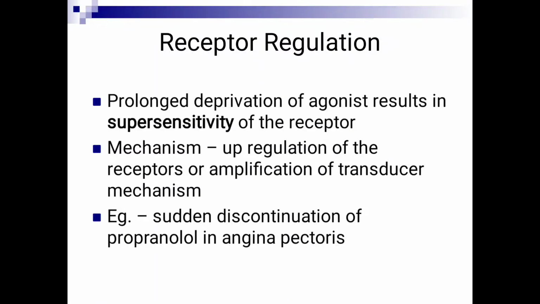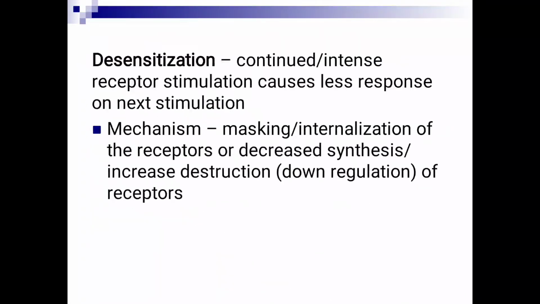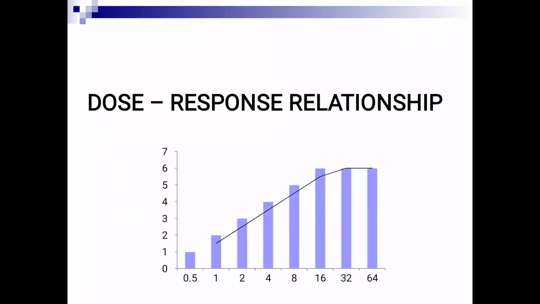Receptor regulation, so receptor can cause upregulation या सुपरसेंसिटिव रिएक्शन. इफ वी आर प्रोलॉन्ग डेप्रिवेशन ऑफ द रिसेप्टर, लॉन्ग टाइम तक अगोनिस्ट नहीं देंगे तो रिसेप्टर का नंबर इंक्रीज होगा, इट इज कॉल्ड अपरेगुलेशन या सुपरसेंसिटिविटी ऑफ द रिसेप्टर. अगर हम कंटिन्यूअस अगोनिस्ट या एंटागोनिस्ट देंगे रिसेप्टर को, so there is a decreased number of receptors and increased destruction of the receptor, so desensitization of the receptor.